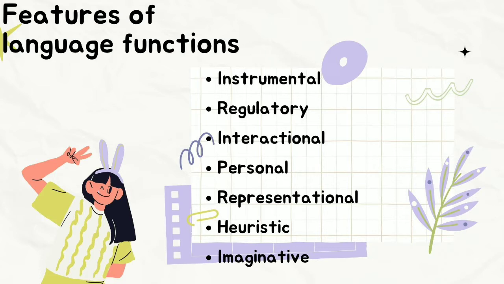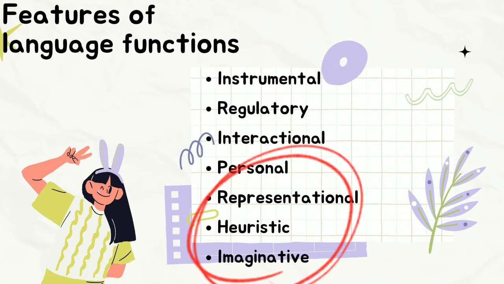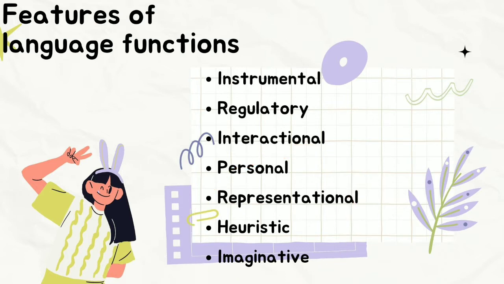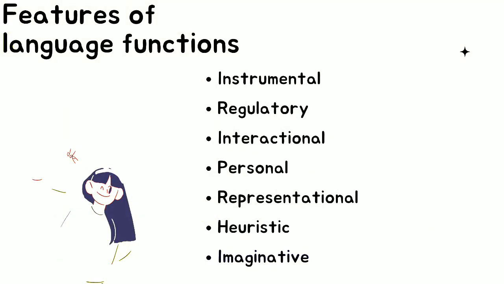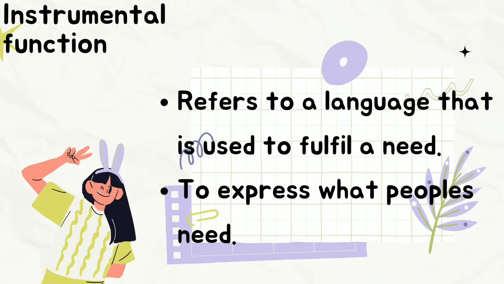And the next 3 functions help the child to come to terms with his or her environment. They are the heuristic, imaginative, and representational. Most languages have other functions too. They play an important role in fostering feelings of identity and belonging. They are also used to express emotion such as love or anger and may be used to pass down knowledge from one generation to another.